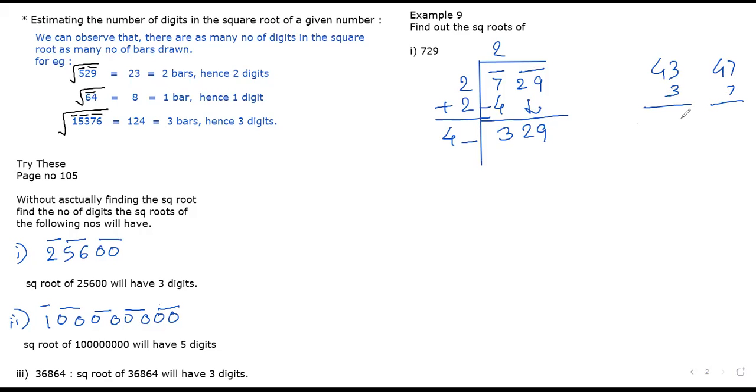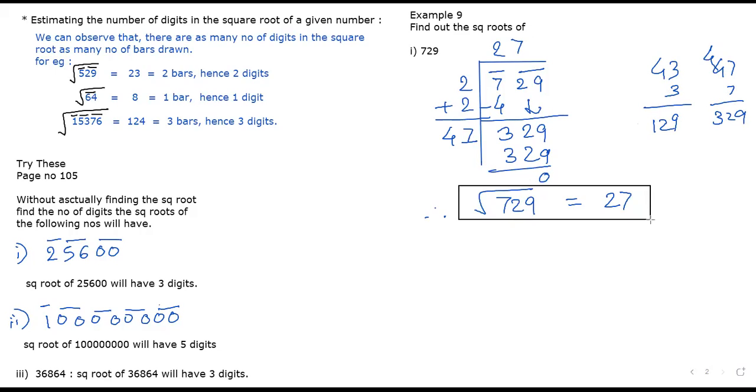Are you understanding? Sir, it's 47 into 7. Yes. So 7, a lot of time is saved. 7 4s are 28 and 4, 32. So 47 7s are 329. Remainder is 0. And that is why square root of 729 comes out to be 27. Yes or no? Yes, sir. So next number, 1296.